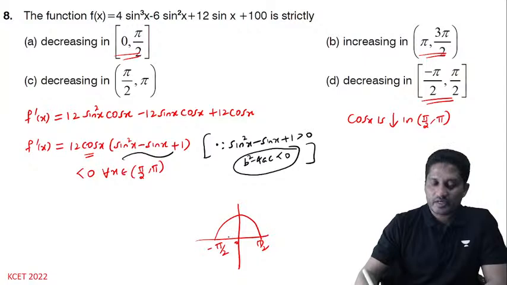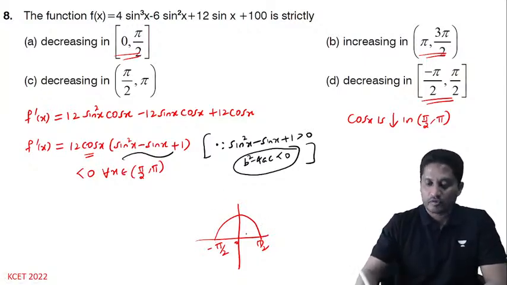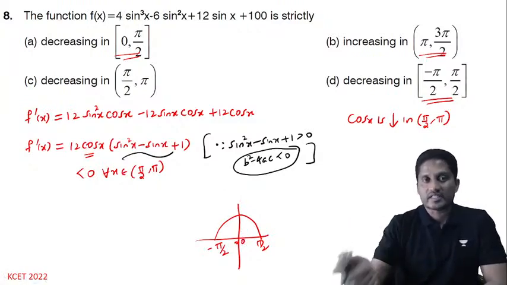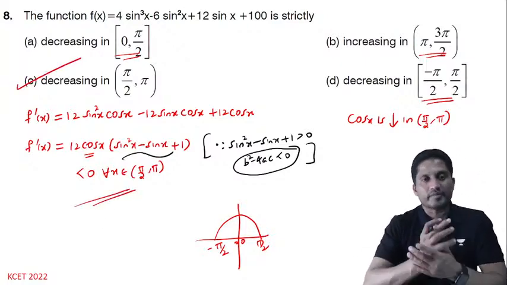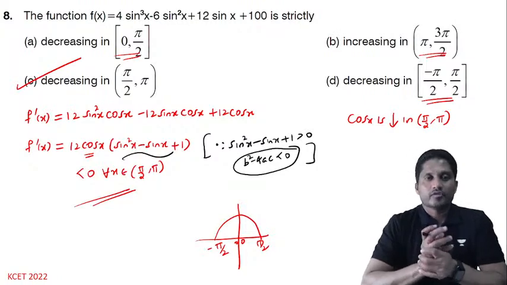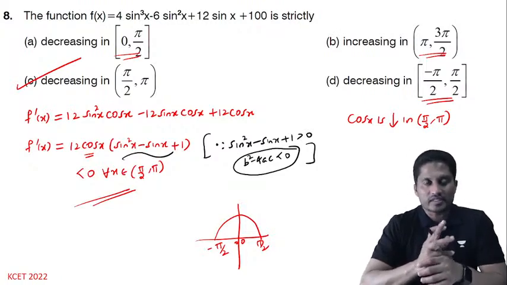So between pi by 2 comma pi, it is neither increasing. From minus pi by 2 to 0, it will increase. From 0 to pi by 2, it decreases. So it is neither increasing nor decreasing. So it will decrease only in pi by 2 comma pi. Logical question, guys. Good problem. 2022 question. So it will decrease in pi by 2 comma pi, only in the second quadrant.